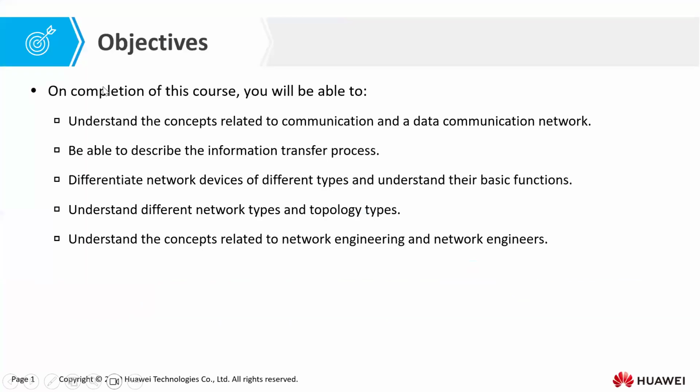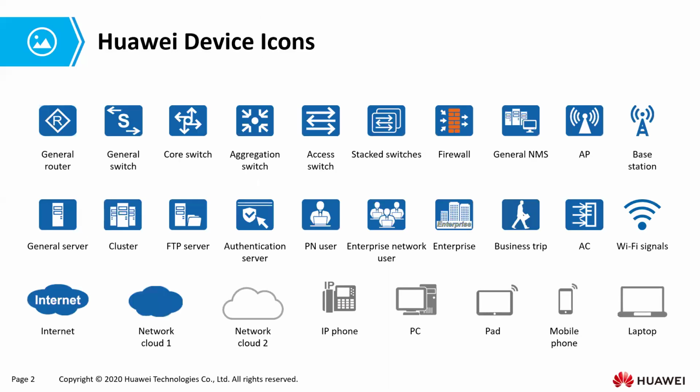To begin, objectives. Understand the concepts related to communication and a data communication network, be able to describe the information transfer process, differentiate network devices, understand different types of networks and topologies, and understand concepts related to network engineering and network engineers.